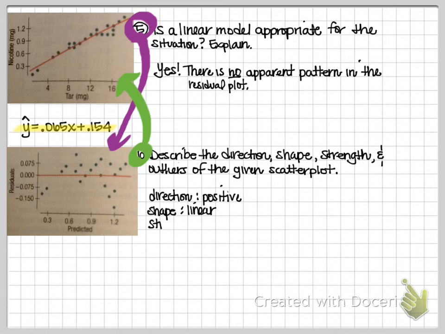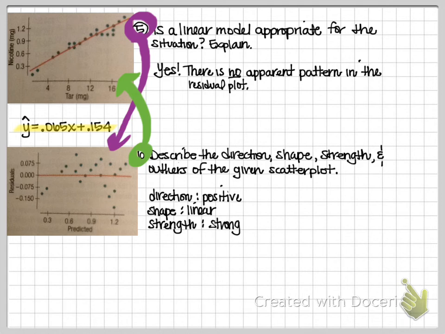Strength is going to be how tightly clustered those points are to that line. The more tightly clustered the points are to the line, so the more linear it looks, I would say it's stronger, and the more cloudy that it looks in the scatter plot, it's going to be weaker. In this case, they look pretty tightly clustered to me, so I'm going to say strong.